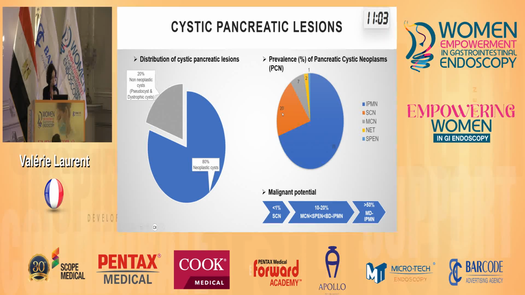It can also be a serous cyst. This is a benign lesion and remains so. And in the middle, we have other lesions: mucinous cyst, neuroendocrine tumor, solid pseudopapillary epithelial neoplasm, with intermediate risk. I will develop those types later.